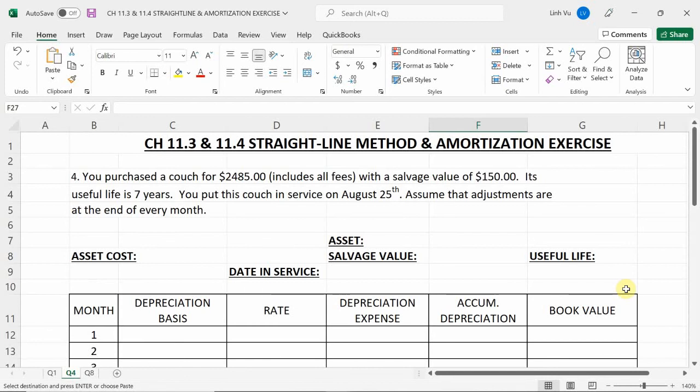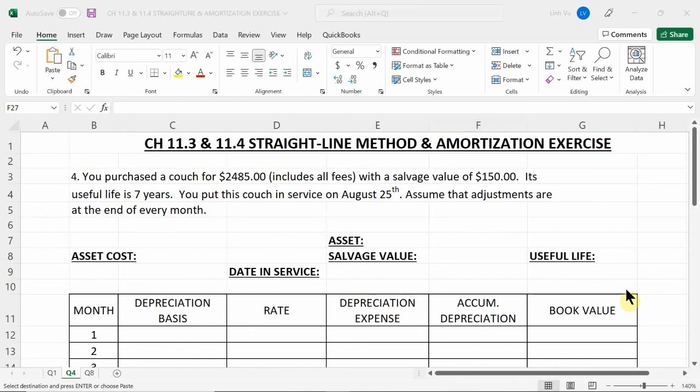So question number 4, we decided to purchase a couch for $2,485, okay? Which includes all fees. All right, and of course, with the salvage value of $150, and its estimated useful life is 7 years, and you put this couch into service as of August 25th. Assume that the adjustment entries are done at the end of each month.